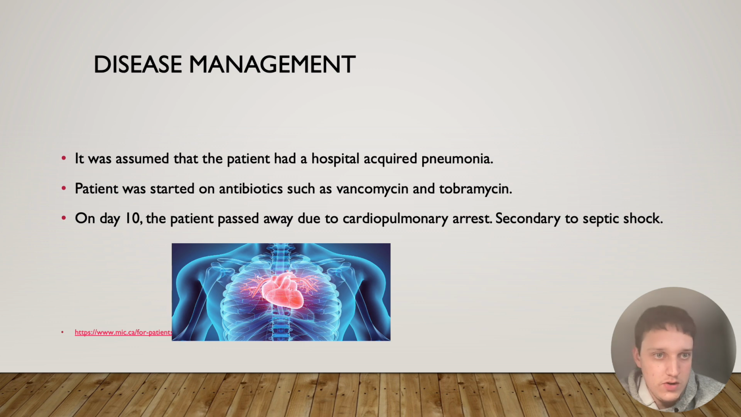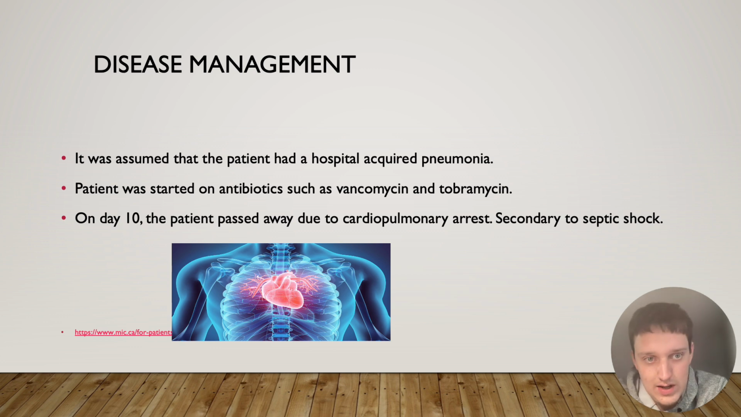So it was assumed that the patient had a nosocomial infection, which is basically a hospital-acquired infection, specifically pneumonia. But the patient was started on antibiotics such as vancomycin and tobramycin. And we know vancomycin is going to treat gram-positive organisms, while tobramycin is mainly going to be used for gram-negative organisms, particularly Pseudomonas aeruginosa, but it can also be used to treat Staph aureus as well.